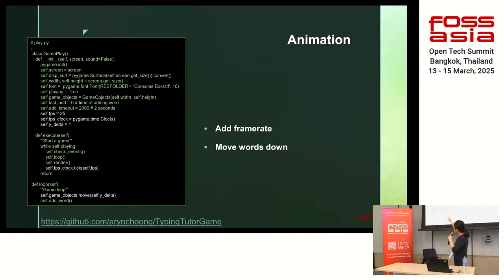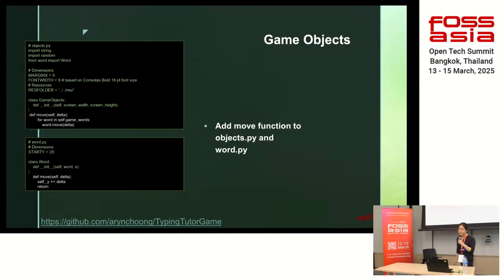So for every frame, we want it to move by 1 pixel down. And then we just add a tick. So we move it by 1 pixel down, right there, the Y delta. Okay, so the X doesn't move. We have already randomized the X, the location of the X, and then we just need to move it down. And then that's the move method that we add into the word.py.